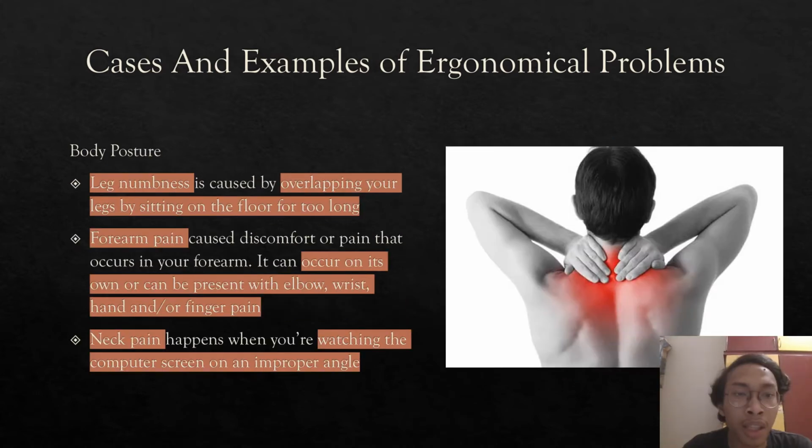Leg numbness is caused by overlapping your legs or sitting on the floor for too long. Forearm pain causes discomfort or pain that occurs in your forearm. It can occur on its own or can be present with elbow, wrist, hand, and or finger pain. Neck pain happens when you're watching the computer screen at an improper angle.